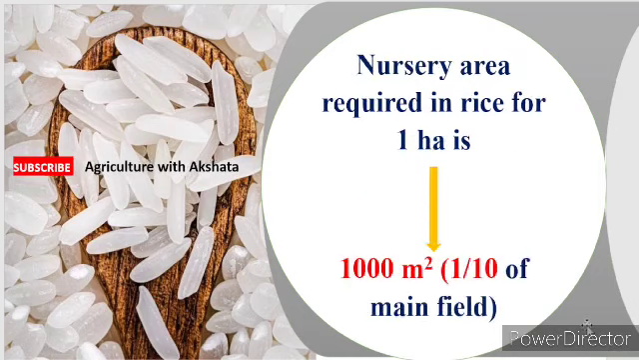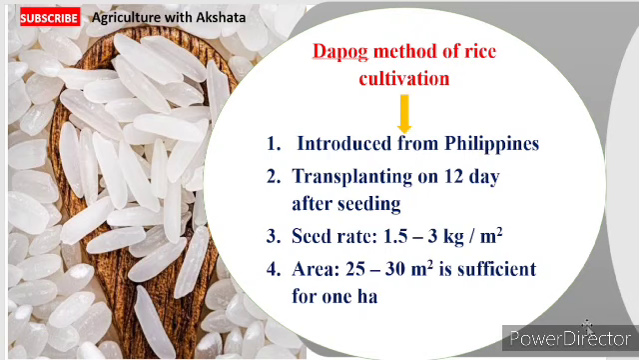The nursery area required in rice for 1 hectare of land is 1000 meters square, that is 1/10 of the main field. The Dapog method of rice cultivation was introduced from the Philippines, with transplanting on the 12th day after seeding. In the Dapog system, 12-day-old seedlings can be transplanted to the main field, the seed rate of 1.5 to 3 kg per meter square is sufficient, and an area of 25 to 30 meter square is sufficient for 1 hectare of land.